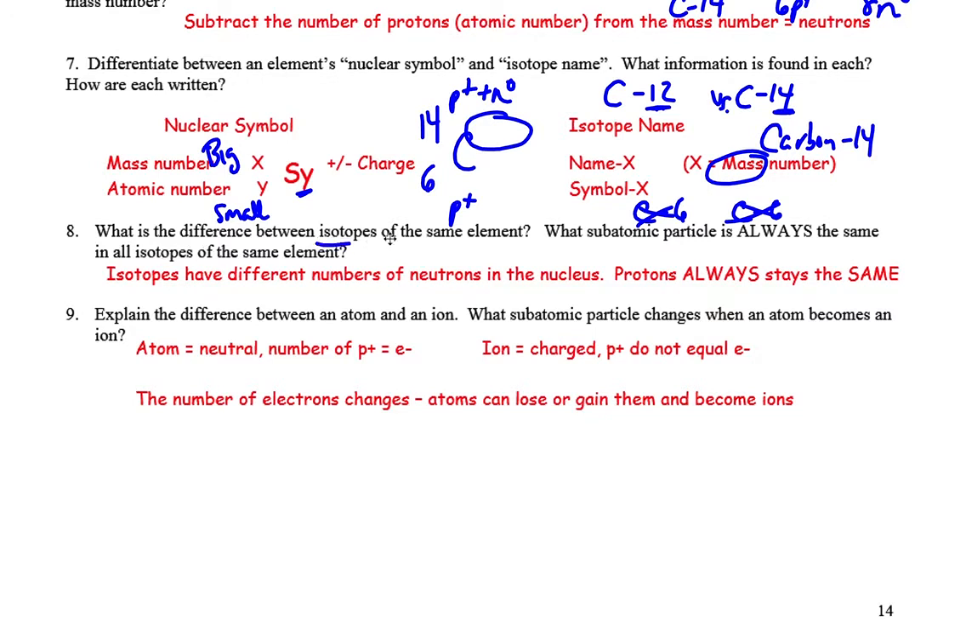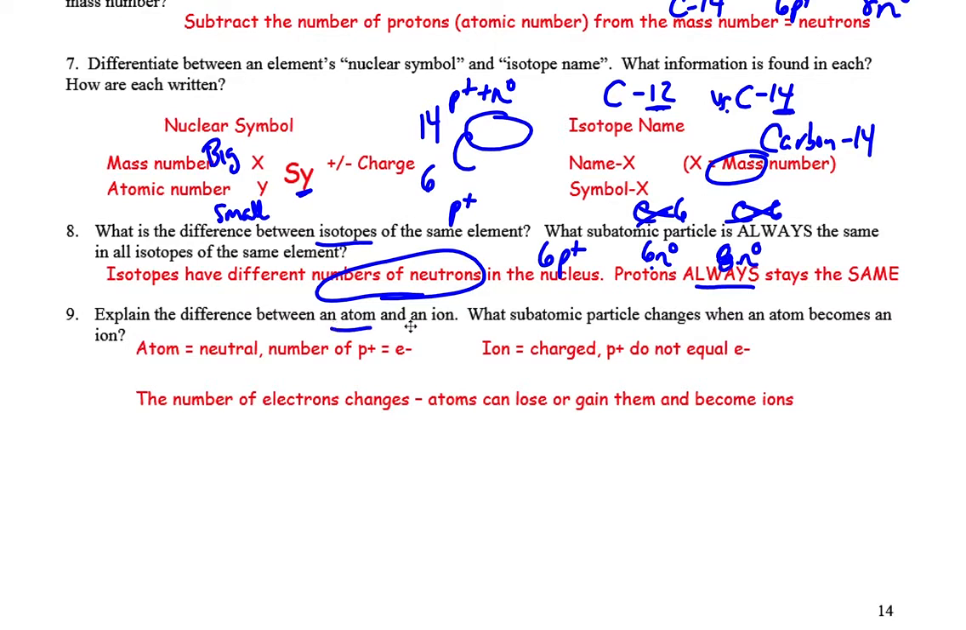What's the difference between isotopes of the same element? They have a different number of neutrons. The neutrons are different. Protons always stay the same. In both cases, carbon has 6 protons, but it's the number of neutrons that differs. It could be 6 neutrons or 8 neutrons for carbon-12 and carbon-14.